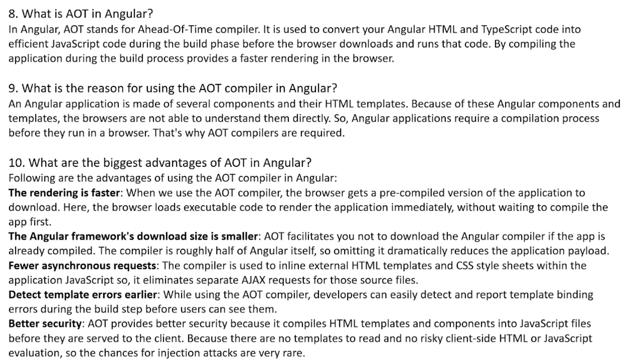Fewer asynchronous requests. The compiler is used to inline external HTML templates and CSS style sheets within the application JavaScript, so it eliminates separate AJAX requests for those source files. Detect template errors earlier. While using the AOT compiler, developers can easily detect and report template binding errors during the build step before users can see them. Better security. AOT provides better security because it compiles HTML templates and components into JavaScript files before they are served to the client. Because there are no templates to read and no risky client-side HTML or JavaScript evaluation, the chances for injection attacks are very rare.